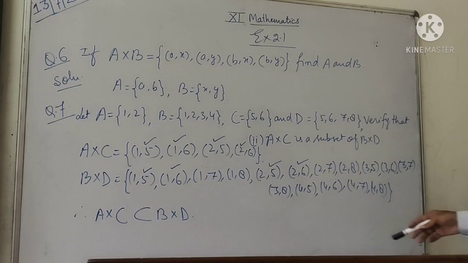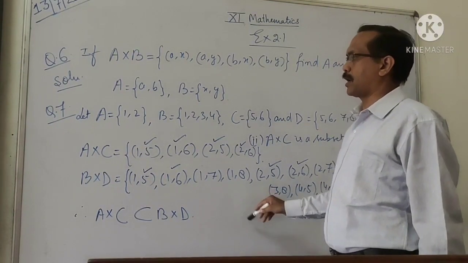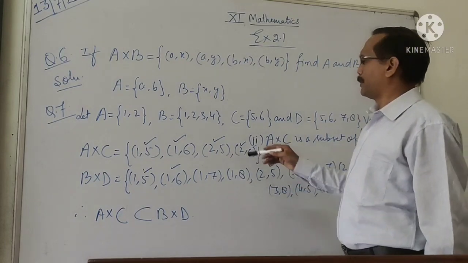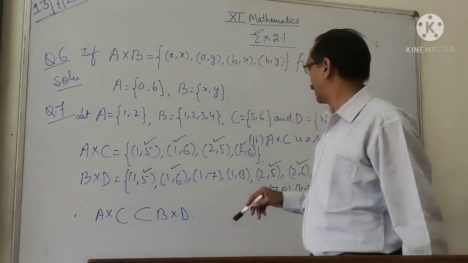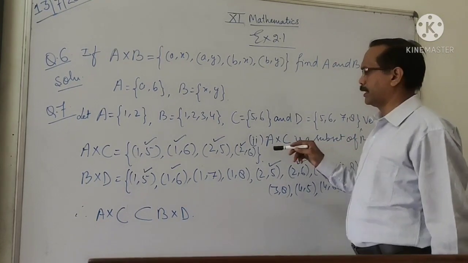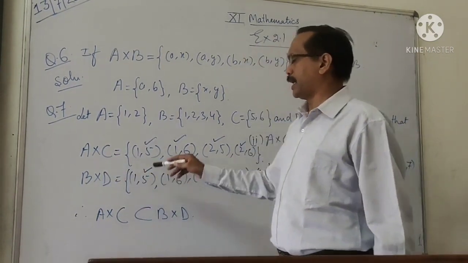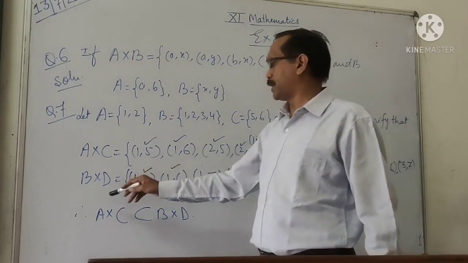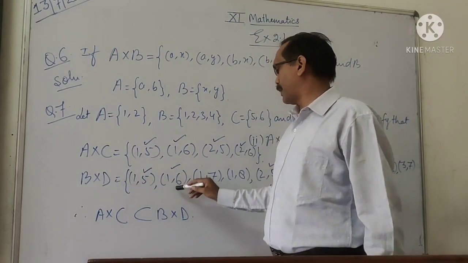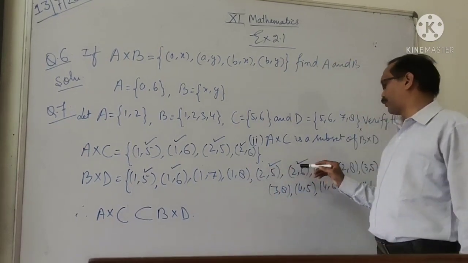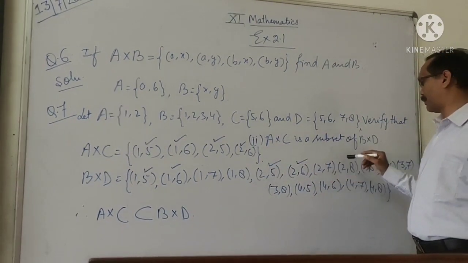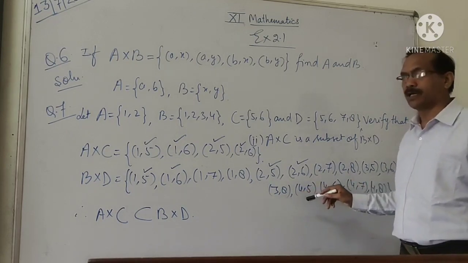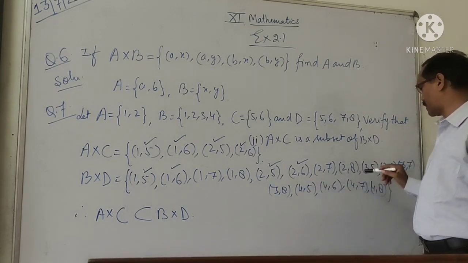Now student, see the second part of question number 7. In this part, we will find A cross C and find B cross D. A cross C is (1,5), (1,6), (2,5), (2,6). B cross D is (1,5), (1,6), (1,7), (1,8), (2,5), (2,6), (2,7), (2,8), (3,5), (3,6), (3,7), (3,8), (4,5), (4,6), (4,7), (4,8).